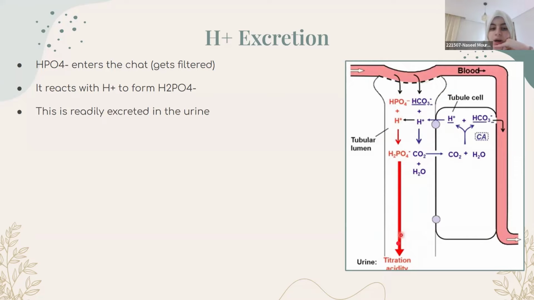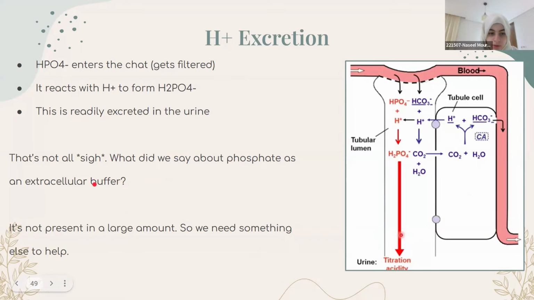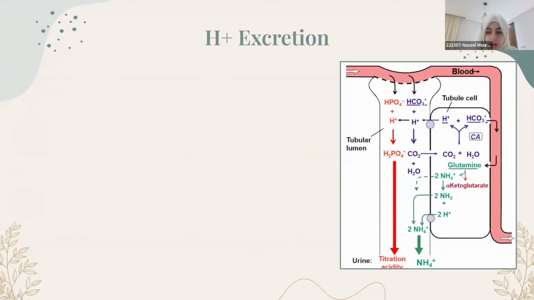Okay, however, what did we say about phosphates being an extracellular buffer? Does it work extracellularly? Remember, we said the pH-pK difference and the concentration. So because phosphate has a low concentration extracellularly, then it cannot work as an extracellular buffer in the urine. So again, we need something else to help. What is that? That is glutamine.